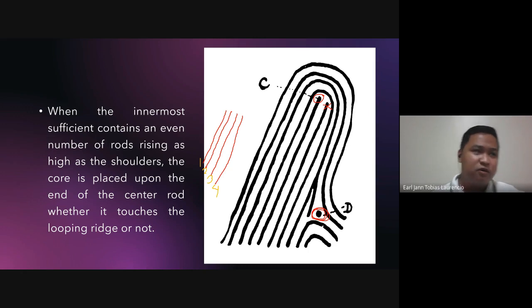So why will we not choose rod number 1? Well, the logic is very simple. Rod number 1 is not the innermost. So we will not choose rod number 1. Instead, we will choose rod number 2 because it is in fact the centermost and far from the delta. I hope that is clear to everyone. Okay? Moving forward to the next one.